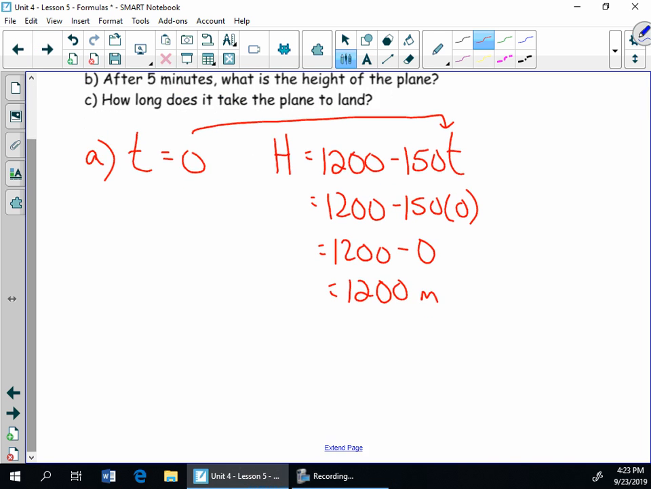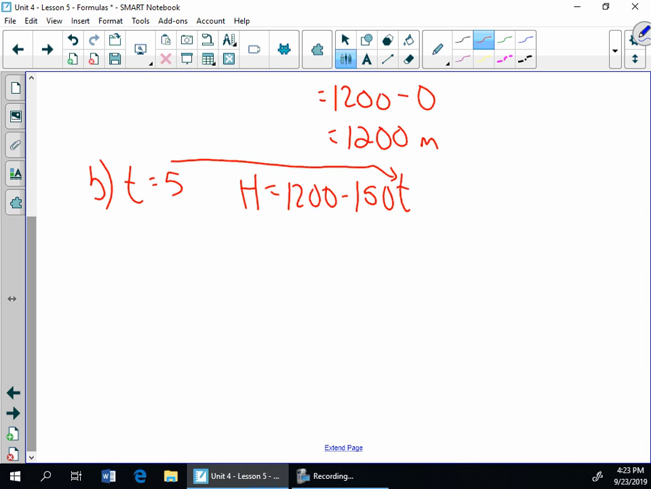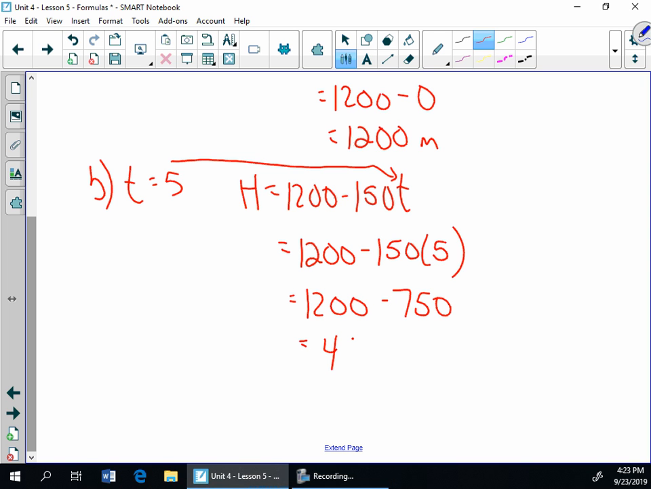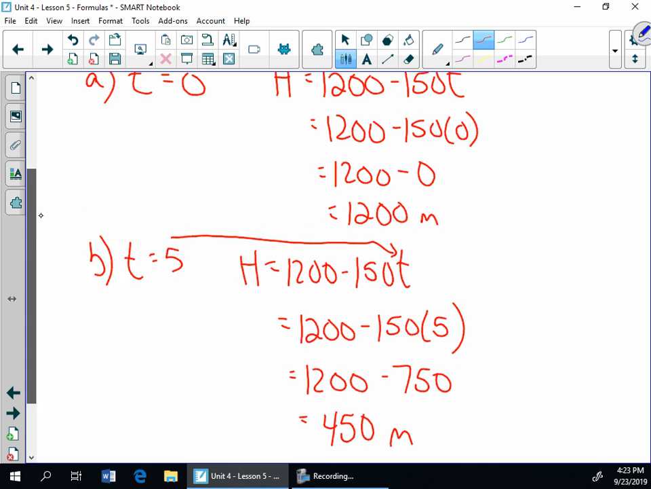Okay, part B. What's the height of the plane after 5 minutes? Well, now t is 5. Same exact equation. But what do I know about t this time? I know that it is 5. I'm going to replace my t with 5. I'm going to put it in brackets to remind myself to multiply. And do BEDMAS. 5 times 150 is 750. So multiplying before subtracting, and I get the height is 450 meters after 5 minutes.